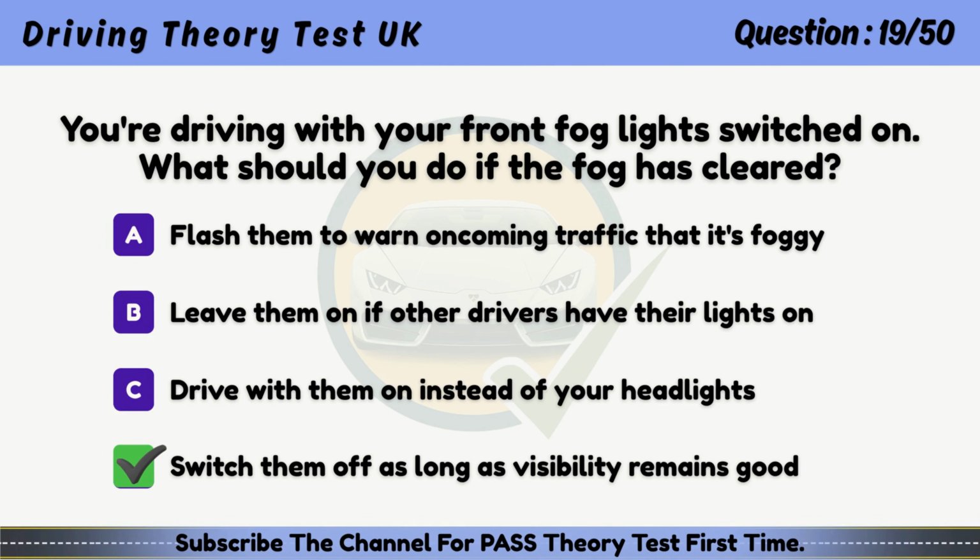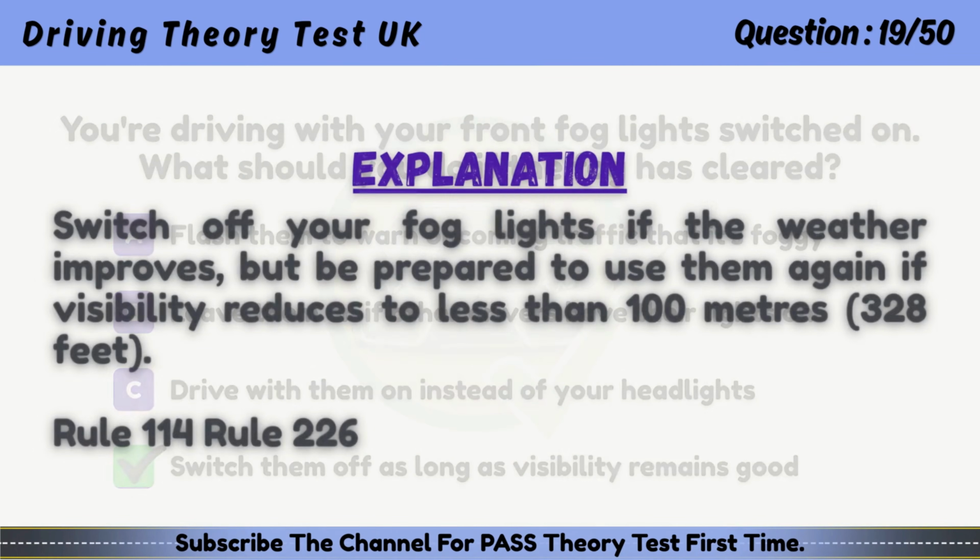Answer is D. Switch them off as long as visibility remains good. Switch off your fog lights if the weather improves, but be prepared to use them again if visibility reduces to less than 100 meters, 328 feet.